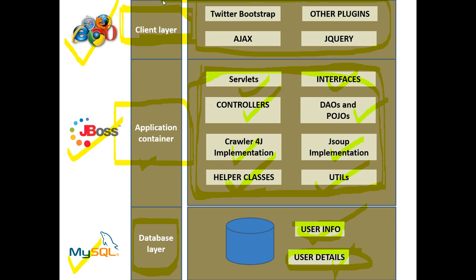Okay, like HTML, CSS, JavaScript, Ajax, jQuery, okay, Twitter Bootstrap for developing the wonderful screens, and any other plugins like validator plugin. All those things will be present. The front end part will be present in the client layer. So this happens to be the architecture diagram for this project.